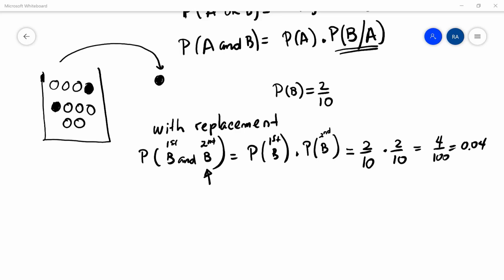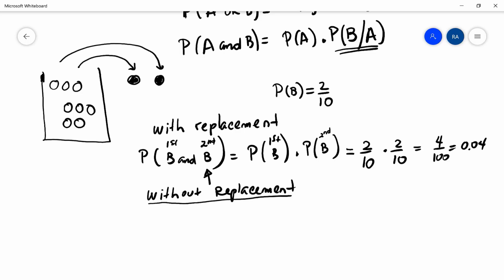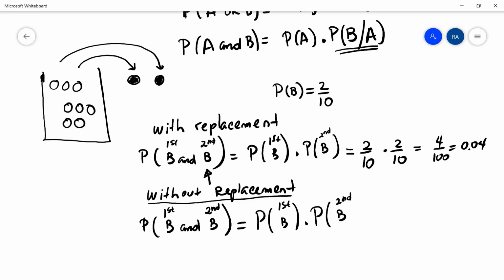Let's do the same problem but without replacement. We select the first ball that we want black, and we select the second ball that we want also black. The probability that the first selection is black and the second selection is black could be obtained by multiplying the individual probabilities, but we have to do some adjustment because in this case the sample space will be affected when we do the second selection. We can write this in this way: probability that the first is black times the probability that the second is black given that the first one was black, because we want both black.